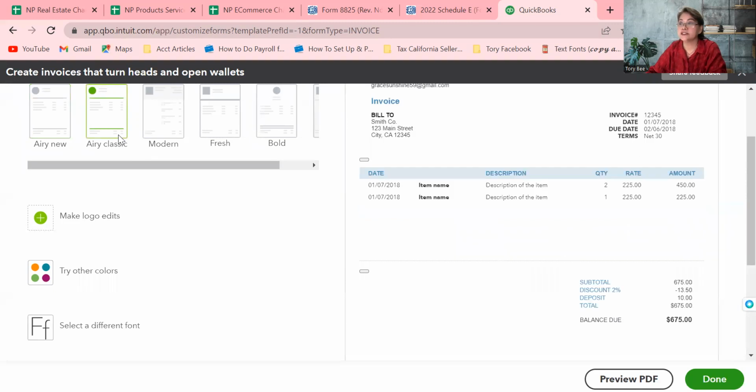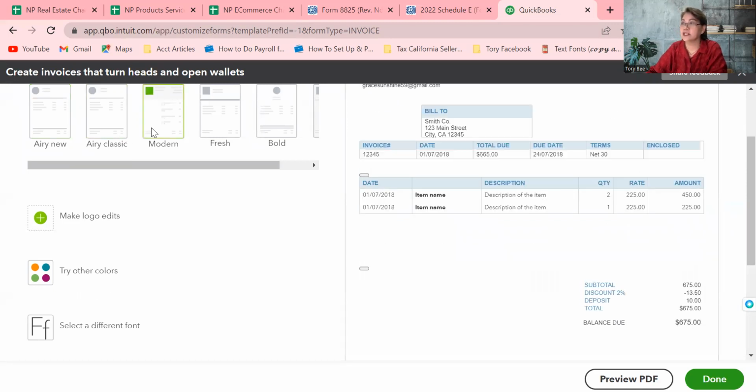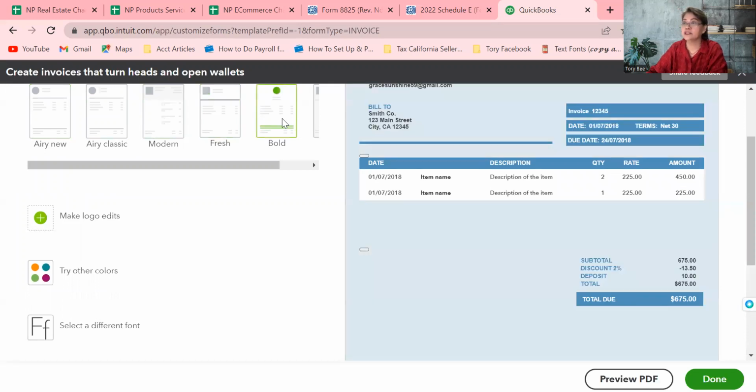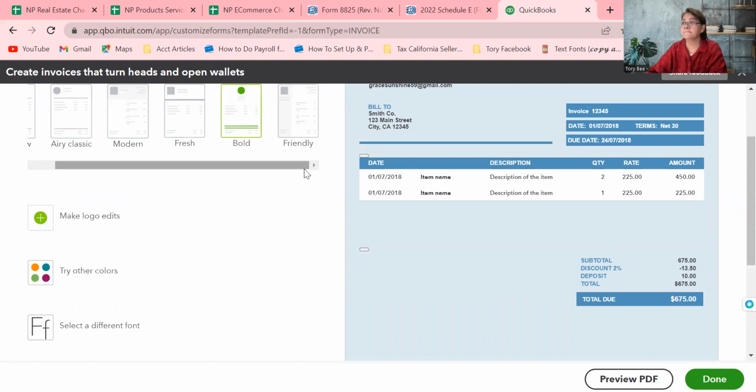Okay, so this is the Airy Classic. What do you think? And modern. I think modern is nice too. But fresh is like bold. I don't recommend that. It's just nice to look at, but if you print it, it's not nice anymore. Okay?